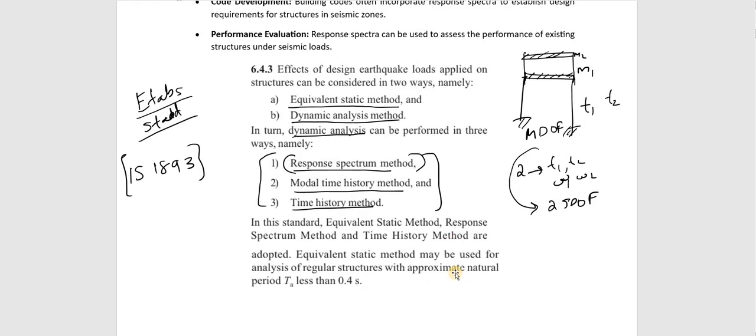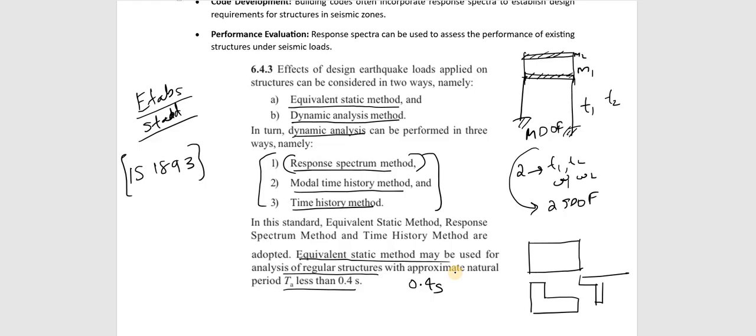And this equivalent static method, or the method which we have studied now, will be used for regular structures with the time period less than 0.4 seconds. Regular structures means those structures having, for example, the plan either rectangle or square, like that. And irregular structures means the structure may be like this L-shaped structure, or it may be a T-shaped structure, like that. Or this is in the plan.